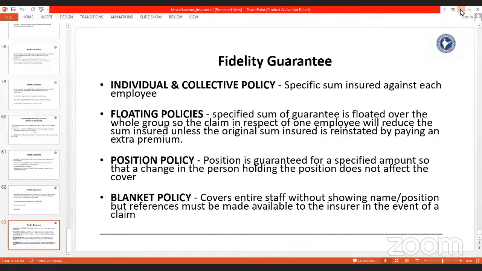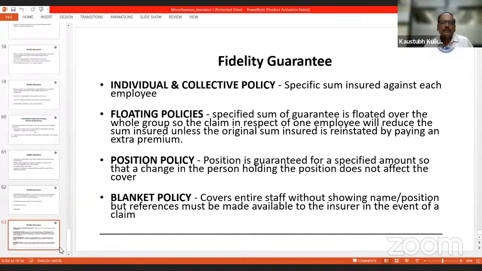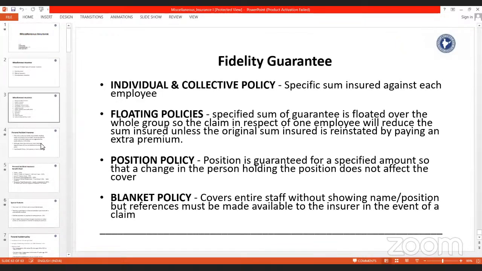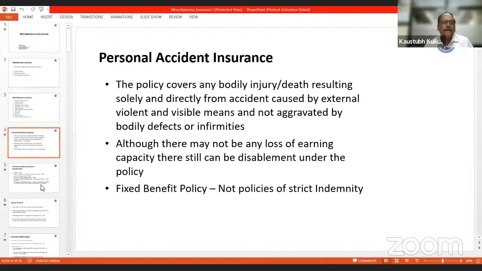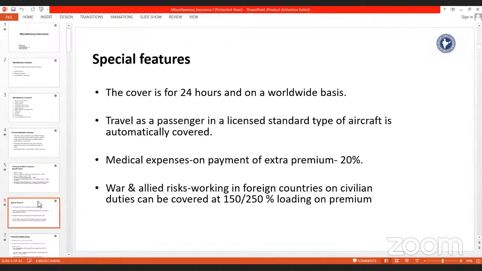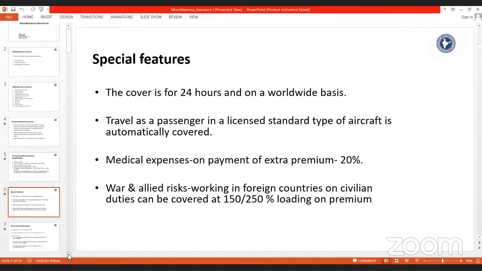Sir, in PA policies, you have described the weekly compensation cover. That is 1% of the sum insured, and maximum up to 104 weeks. But in many places, it has been written only 100 weeks. So what would be the answer if questions come regarding this weekly compensation? Both options are there, 100 and 104.